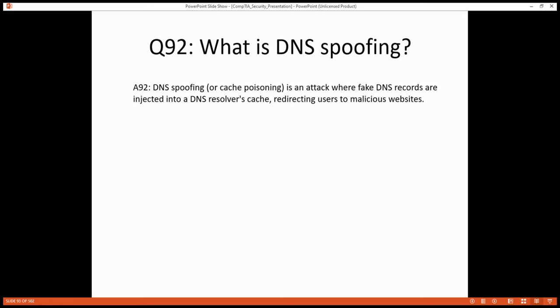Q92. What is DNS spoofing? A92. DNS spoofing, or cache poisoning, is an attack where fake DNS records are injected into a DNS resolver's cache, redirecting users to malicious websites.